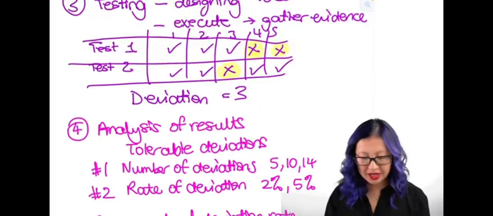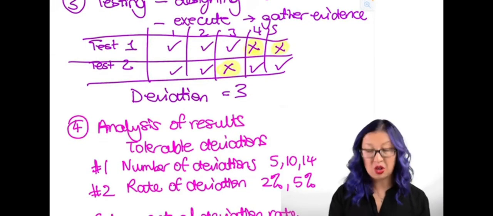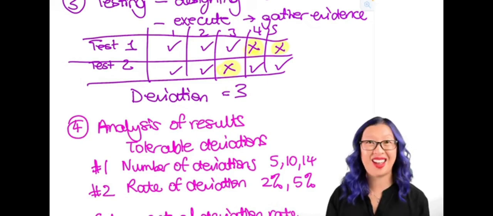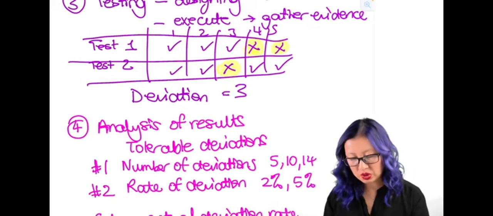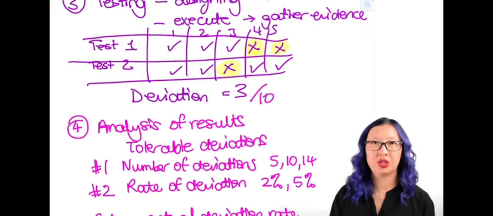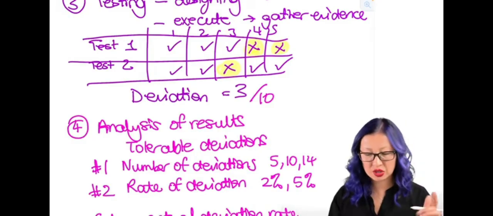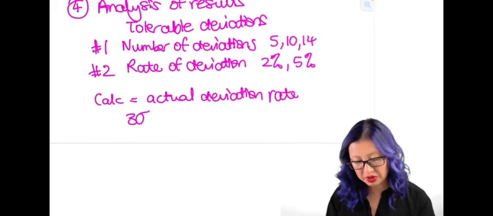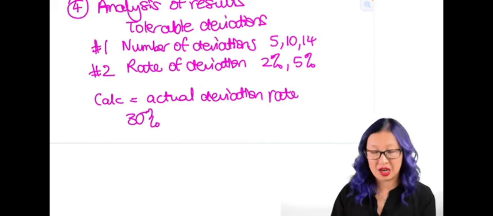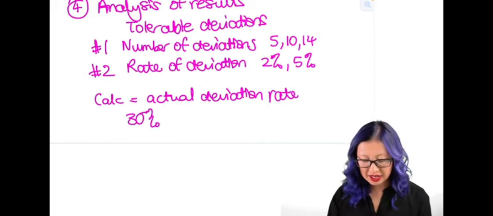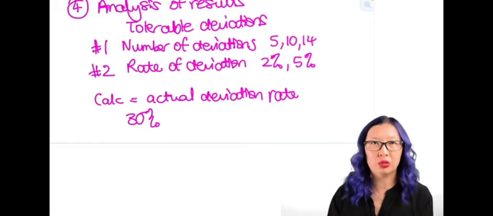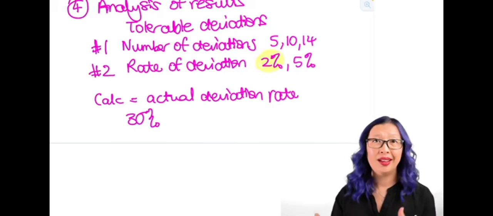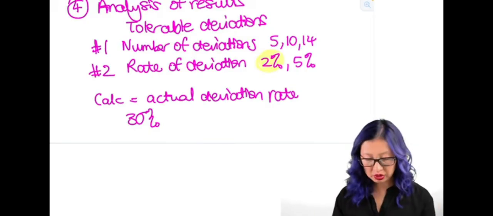All right, so let's say here we tested all of these different procedures. So we tested 1, 2, 3, 4, 5, 6, 7, 8, 9, 10. And so our deviation was 3 out of 10 different individual control activities that should have happened. So we have an actual deviation rate of 30%, which is pretty high, right? 3 out of 10. Now, let's say my tolerable rate is 2%. Like I have one of these options over here. Well, I've got more deviations than is tolerable.